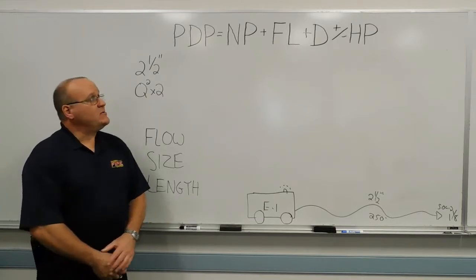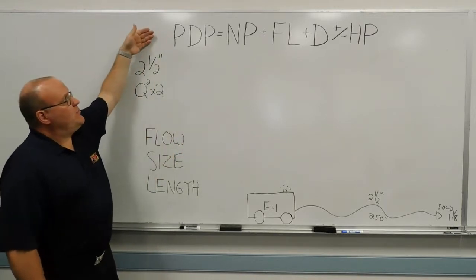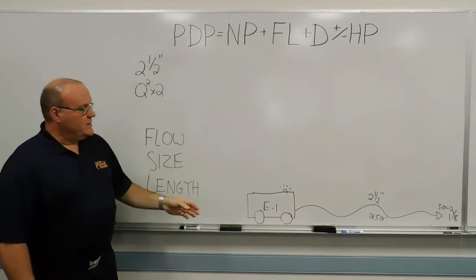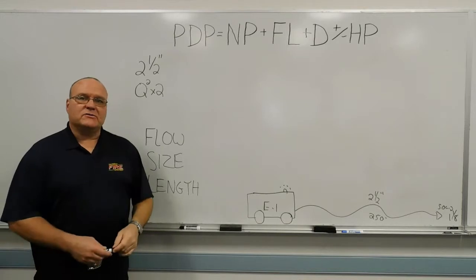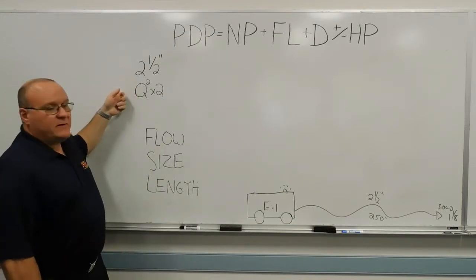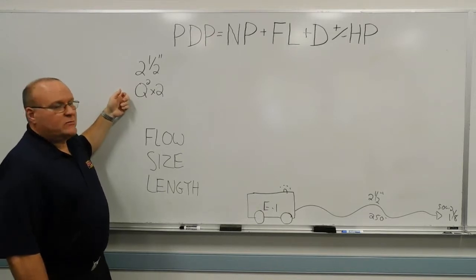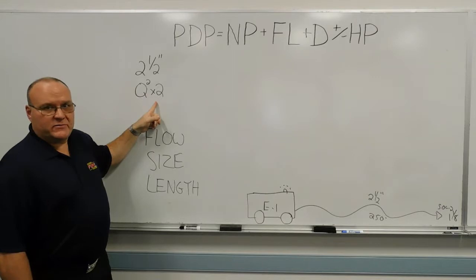Continuing on with our hydraulic series of training minute videos, we're going to be talking about determining the pump discharge pressure for the 2.5-inch attack line on Salisbury's engines. And we're going to be using the Q-squared method, the hand method, to determine the friction loss in the 2.5-inch hose with a conversion factor of ×2.